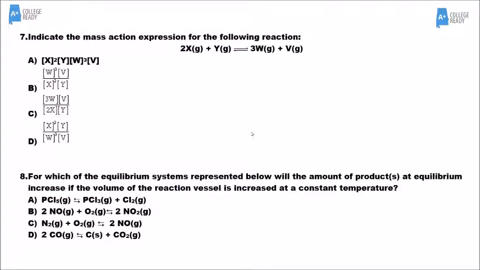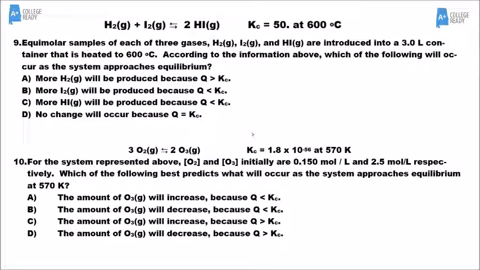Letter C, there's an equal number of gas molecules both on the left and the right, so changing the pressure will have no effect. And in letter D, there's more gas molecules on the left than on the right. Notice that carbon is a solid. So there's 2 gas molecules on the left, 1 on the right. So we would pick the choice that has more gas molecules on the right in products than there were in reactants on the left. Number 9 is a Q versus K question.